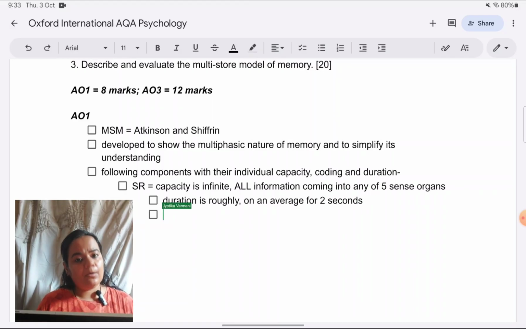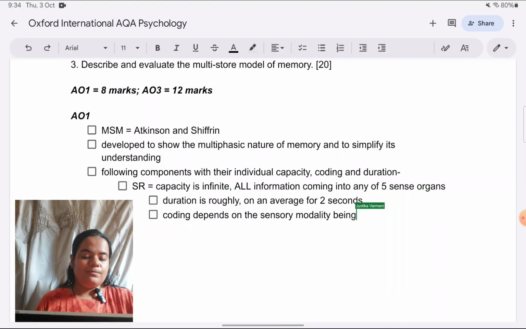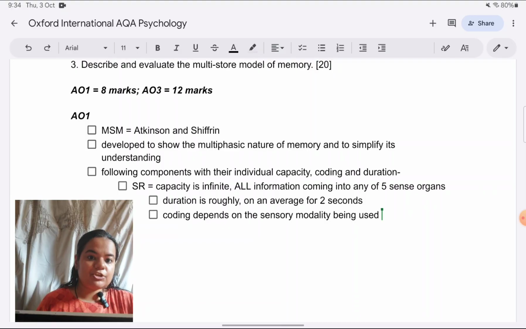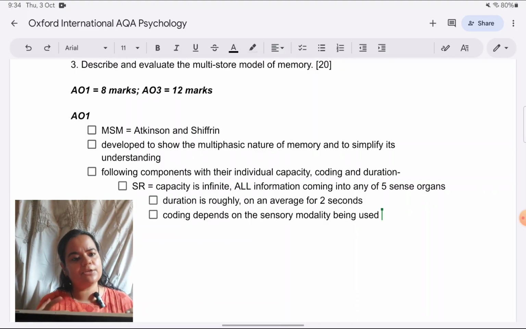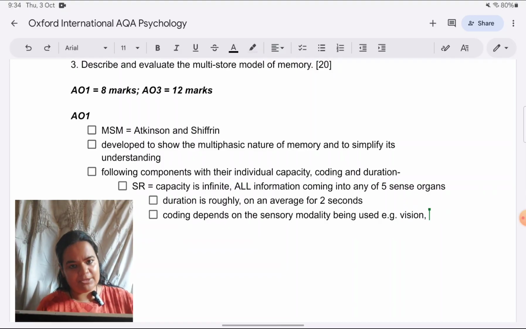And if we talk about how it codes information, what form it intakes information, again depends on the sense organ. So coding depends on the sensory modality being used. Because there are so many modalities, there are 5, it becomes very difficult to talk about each given that there's only 8 marks. So any one example we can give. So we can give a general point like, okay, depends on the sensory modality being used. For example, if it is in vision, it will be stored in visual form, in the form of imagery.